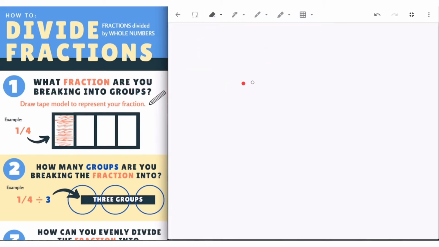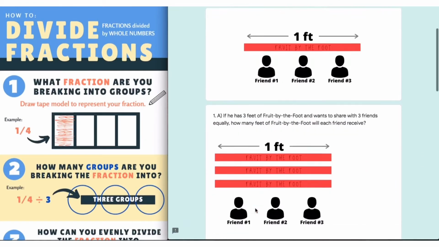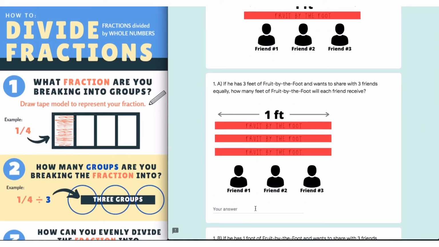So let's read part A first. 1A says, if he has 3 feet of fruit by the foot and wants to share with 3 friends equally, how many feet of fruit by the foot will each friend receive? It's a little bit of a tongue twister.